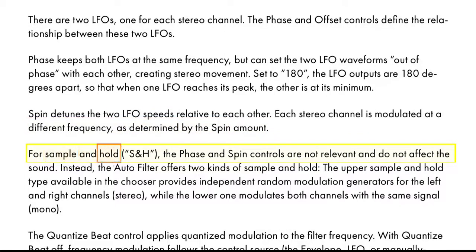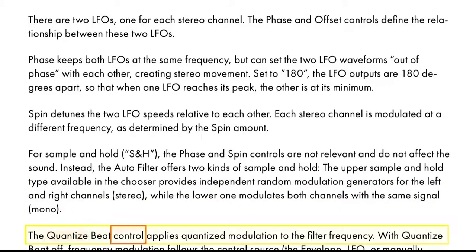For sample and hold, S and H, the phase and spin controls are not relevant and do not affect the sound. Instead, the auto filter offers two kinds of sample and hold. The upper sample and hold type available in the chooser provides independent random modulation generators for the left and right channels, stereo, while the lower one modulates both channels with the same signal, mono.